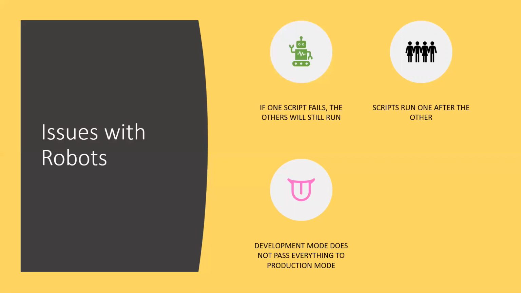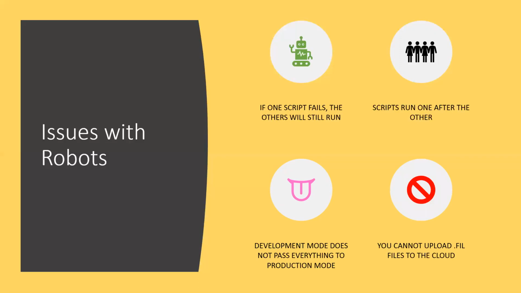Now, development mode does not pass everything to production mode. You saw this. What happened to my task? It's not in production mode. I've got to create it again. What happens to the data uploaded to development mode? It's not there in production mode. I've got to upload it again. It's ridiculous that I have to do this twice.